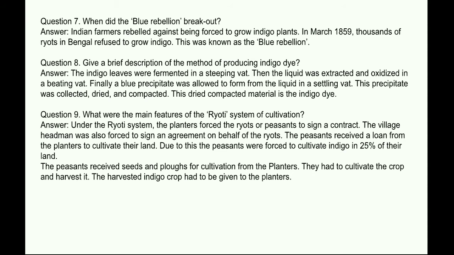The peasants received seeds and plows for cultivation from the planters. They had to cultivate the crops and harvest it. The harvested indigo crop had to be given to the planters.